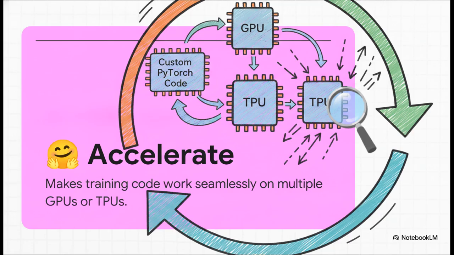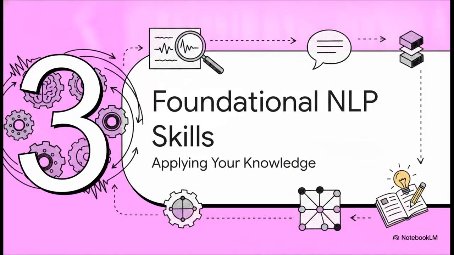Well, you aren't left stranded when it comes to hardware. That's exactly where Hugging Face Accelerate comes into play. As this definition highlights, Accelerate is essentially the tool that takes your handwritten, custom PyTorch training code and makes it work seamlessly on multiple GPUs or TPUs. It completely abstracts away the massive headache of distributed training, so you get to keep the absolute control of a custom loop without sacrificing any of the power of advanced hardware scaling. It's really a win-win.